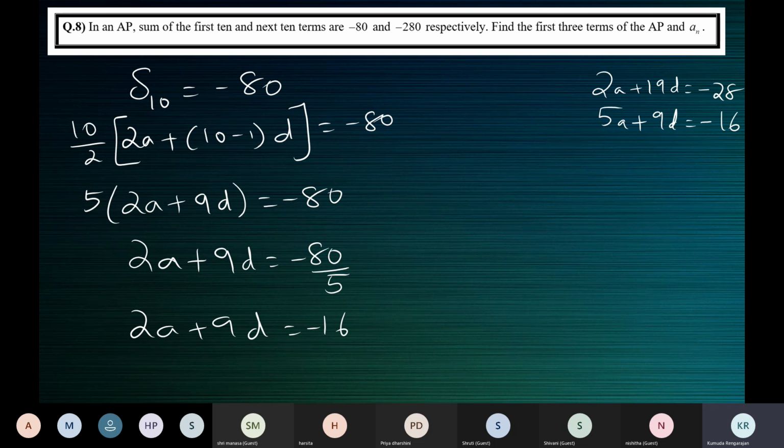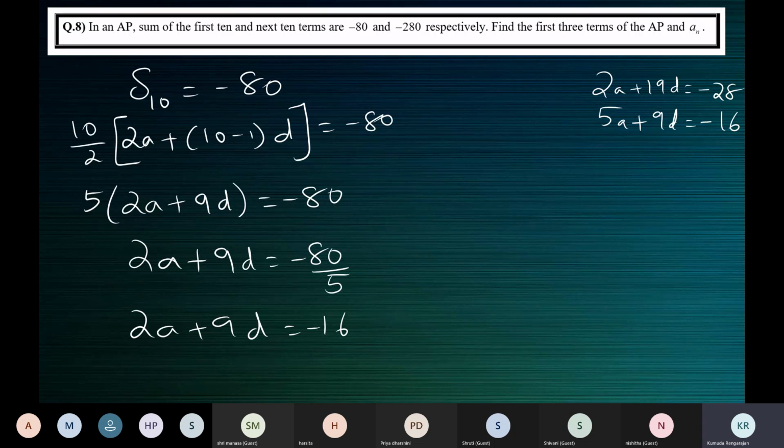No, whatever you do, you will get the same equation. You cannot get a different one. You will get 10a plus 45d. You went wrong somewhere there, I think. 10a plus 45. Why should you multiply? Take it for division. Am I wrong?